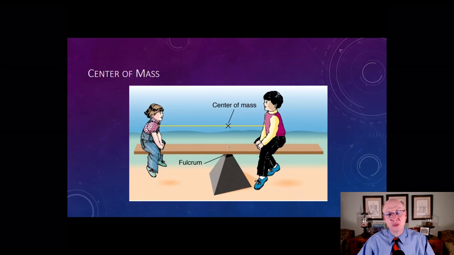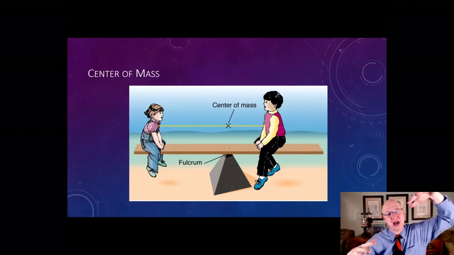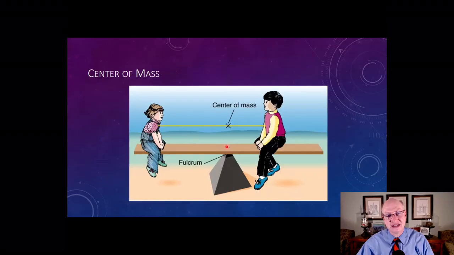You're probably familiar with seesaws from when you were a kid. If we had a small child and a large child, and they were both the same distance from the center, that is, if the small child was on the edge and the large child was on the edge, then the seesaw wouldn't balance. The large child would be down. But if we move the large child closer to the center, we can find a point where the two of them balance. And the point that they balance on there is called the center of mass.